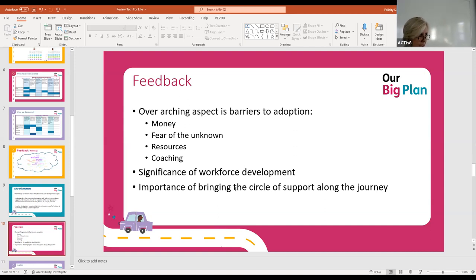So the whole feeling was that everybody needs to be invested in making it work. It can't just be a piece of technology that you put in front of somebody because it fits a need. It's more about how they adopt that technology and the support and the affirmation that the whole circle of support can give them.